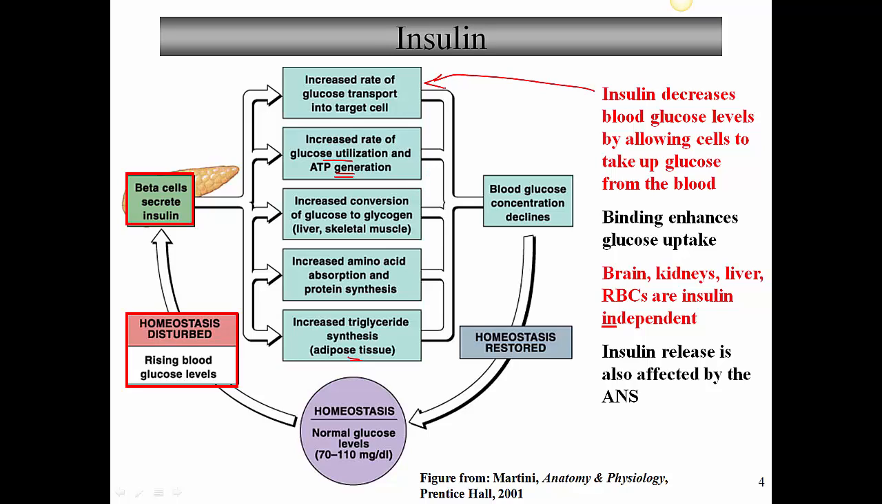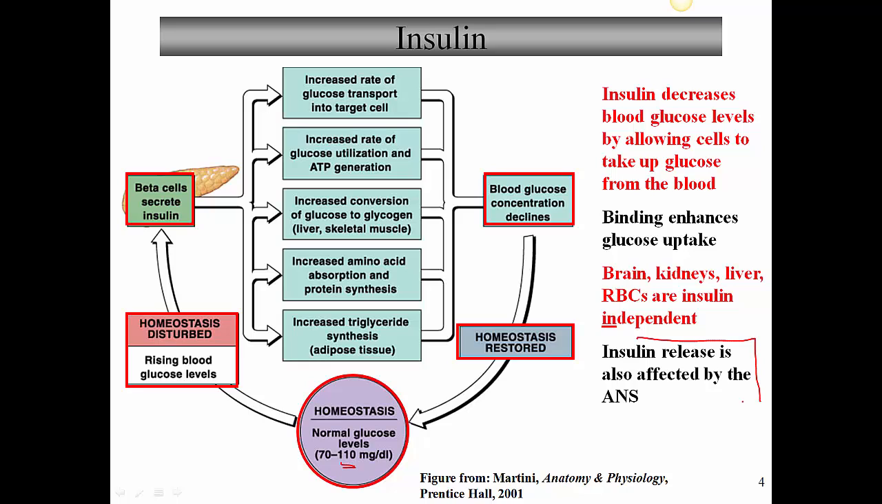What this does is decrease blood glucose levels by moving the glucose from the plasma into the cells in the body. After these things are accomplished, the blood glucose concentration declines, and we have a restoration of homeostasis, bringing blood levels back to around 70 to 100 milligrams per deciliter again.